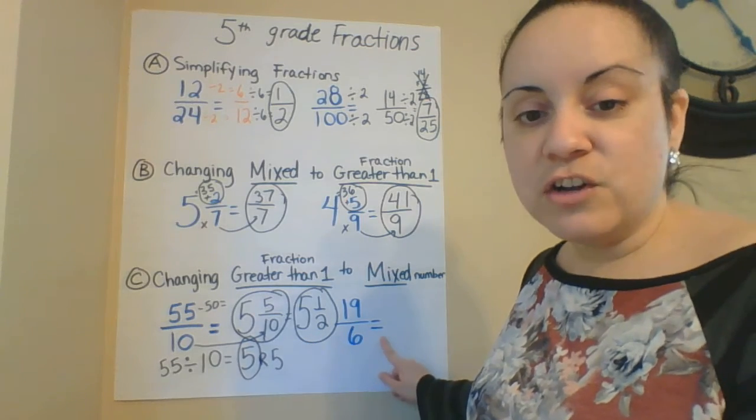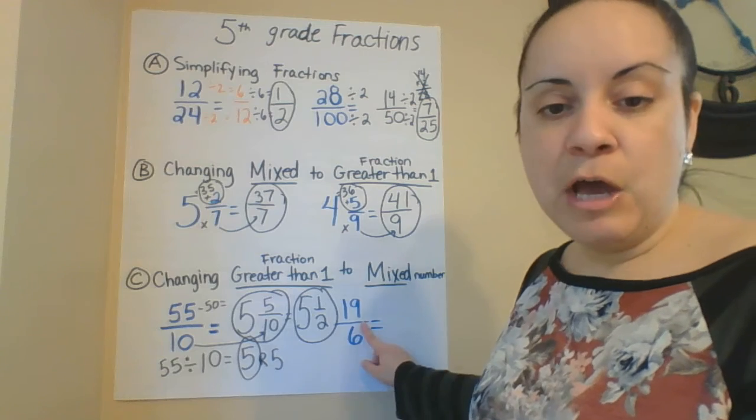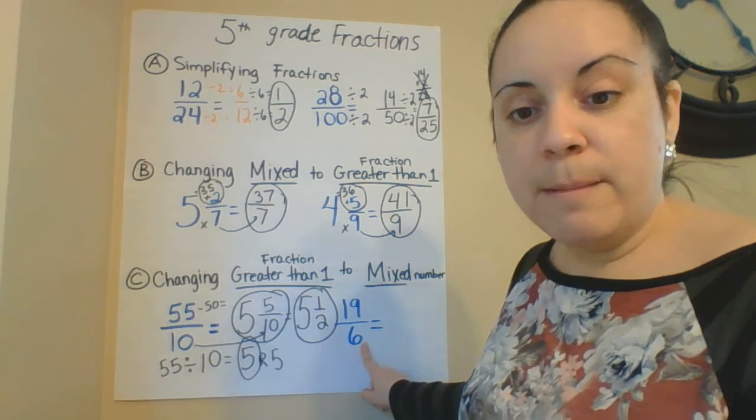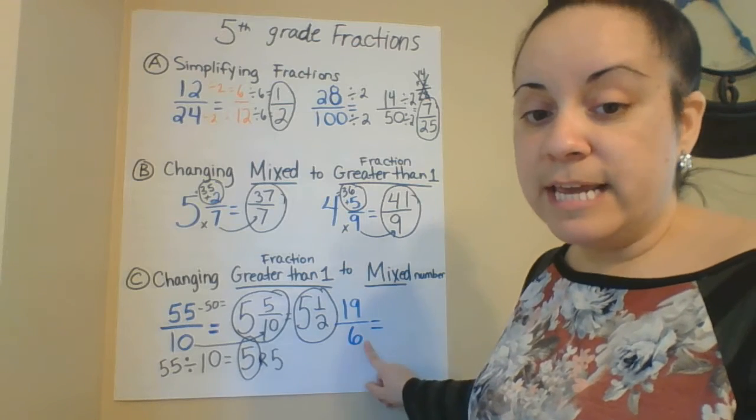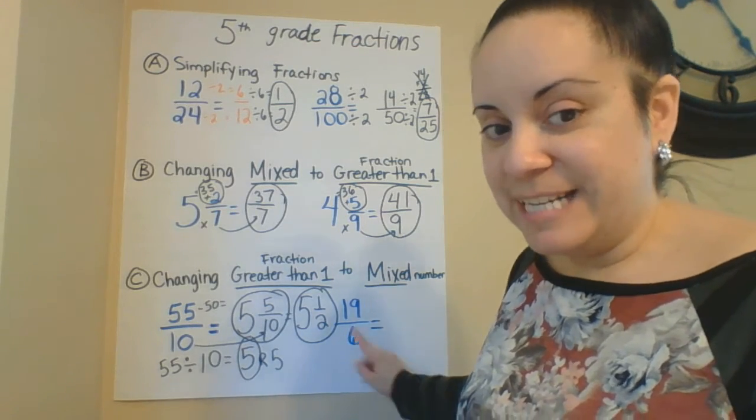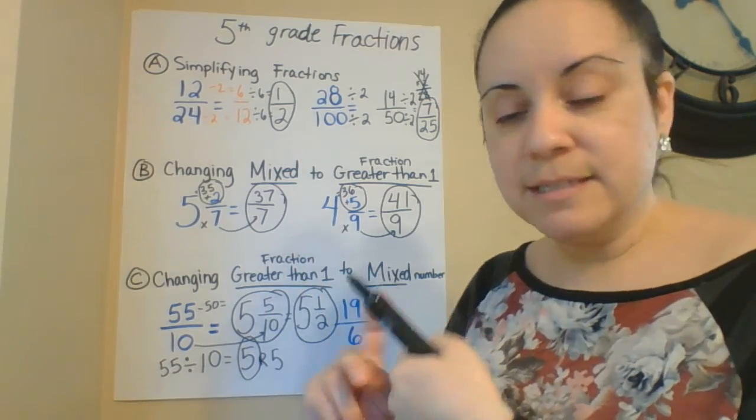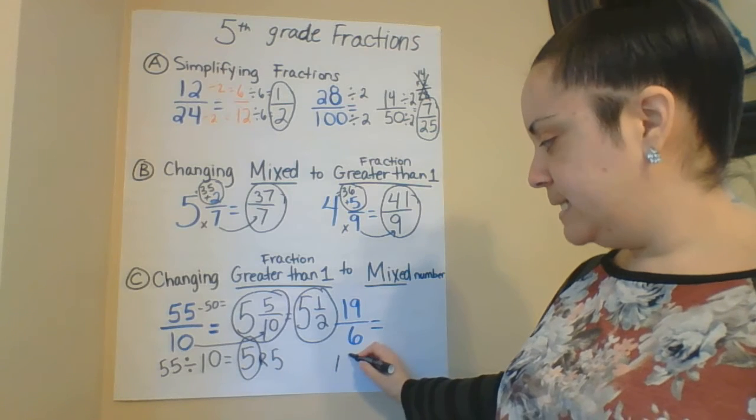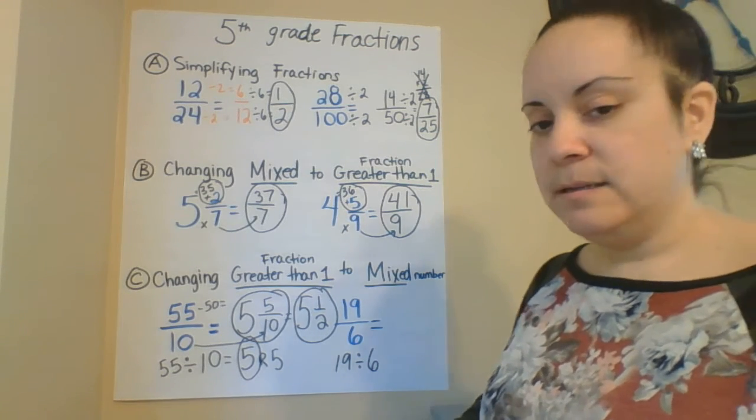All right, let's look at our last problem. We have 19 over 6. Remember, up here we multiplied. Down here we're going to divide. That's right, it's the opposite. Multiplication and division are opposites. All right, so 19 divided by 6. Okay?